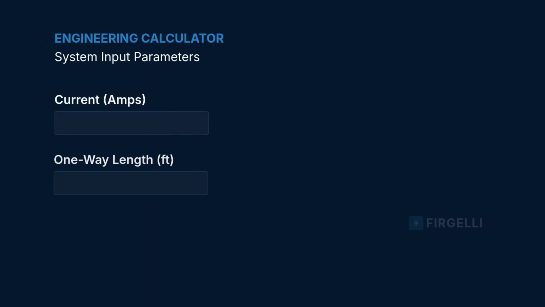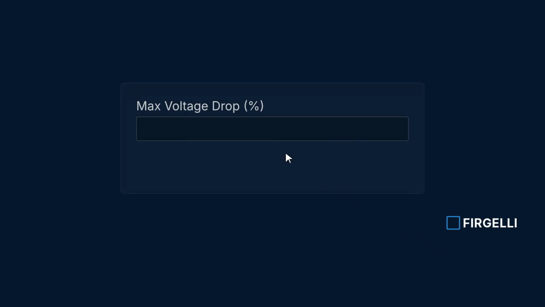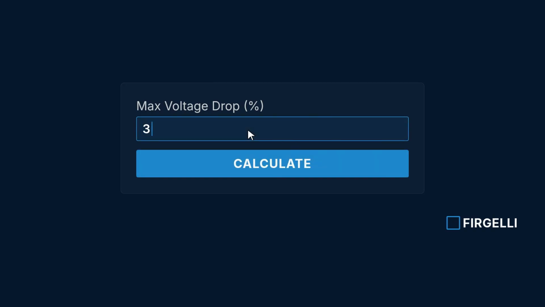Enter your current in amps. I'll input 25. Specify one-way length in feet. I'll use 50. Set your max voltage drop percentage. I'll enter 3. After clicking calculate, here are the results.